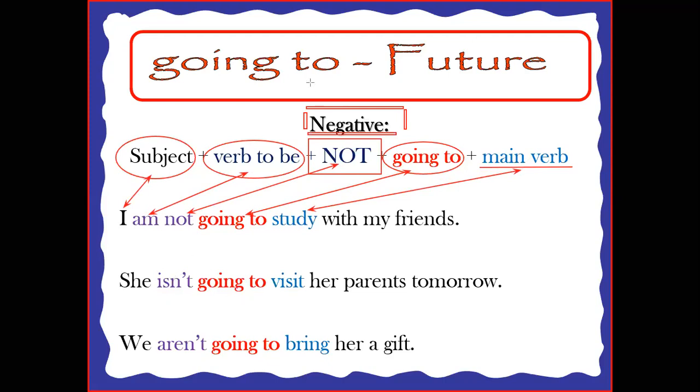In this case, isn't is okay. For example, if you write is not, it's okay. Okay, no problems, perfect. Something like that with this. You can write in both ways. Isn't or maybe it's not. Number three, we aren't going to bring her a gift.